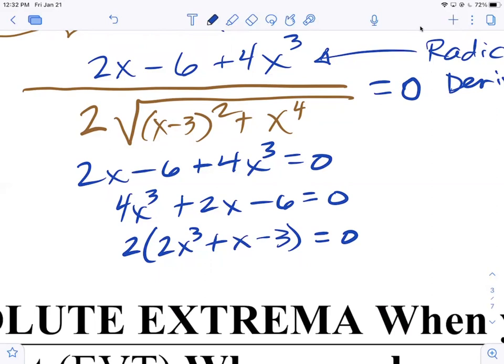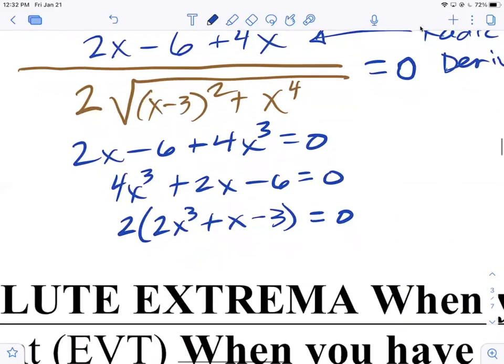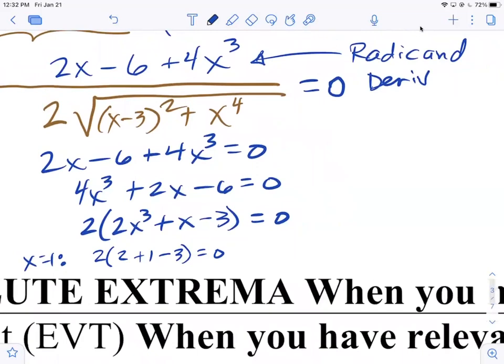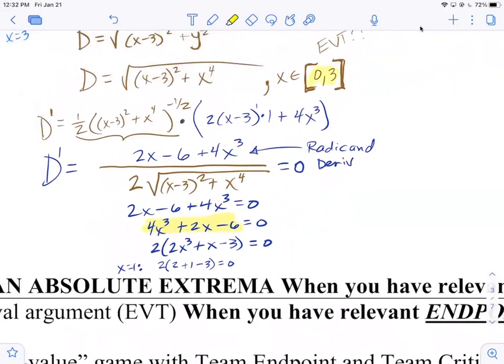So let's try 1. When x equals 1, you get 2 times 2 plus 1 minus 3, which is what? It's 0. It's x equals 1. Right, it worked. Now, if you did have a calculator, then this would be a no-brainer. You would pick this up right here. You would graph that in y1 on the window from 0 to 3, and you would look for the x-intercept.